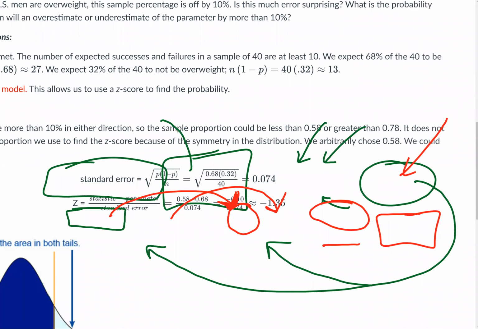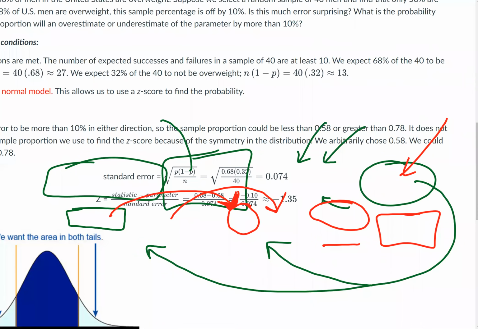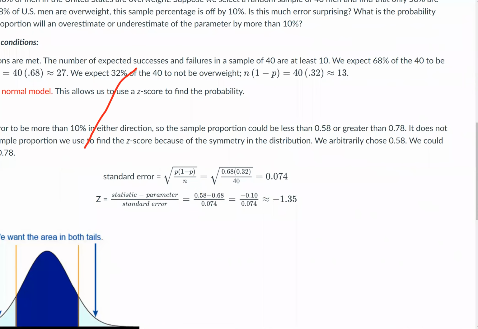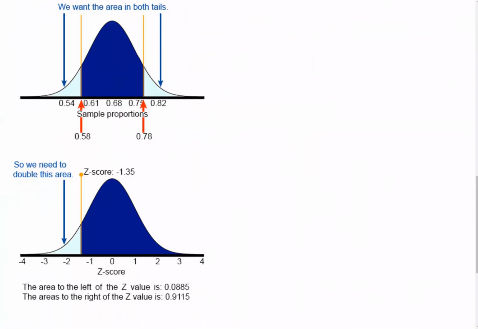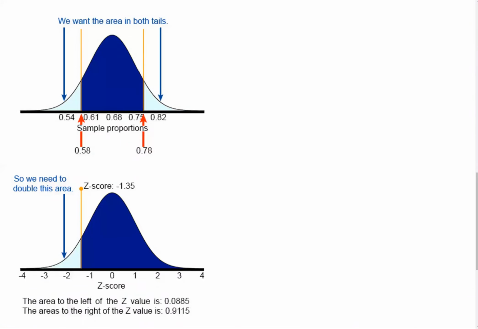Okay, open, clear all this, of course. Okay, let's see. So we want the area in both tails, as it talks about here. So we need to double this area. You could have either found the area on the left and doubled it, or found the area on the right and doubled it. It doesn't really matter, but the z-score is a negative number. So we found a z-score over here. So that's the one there.